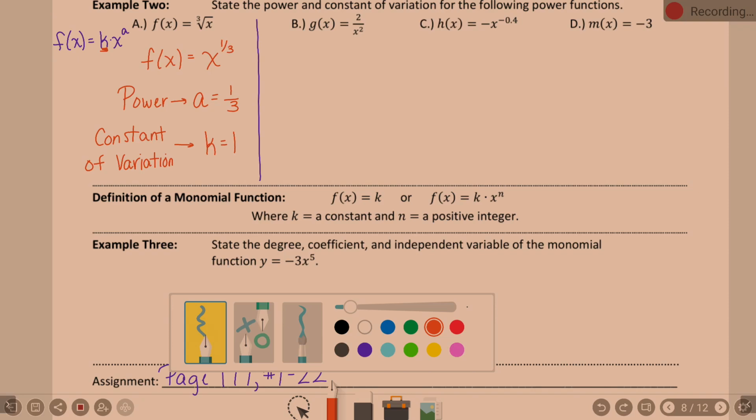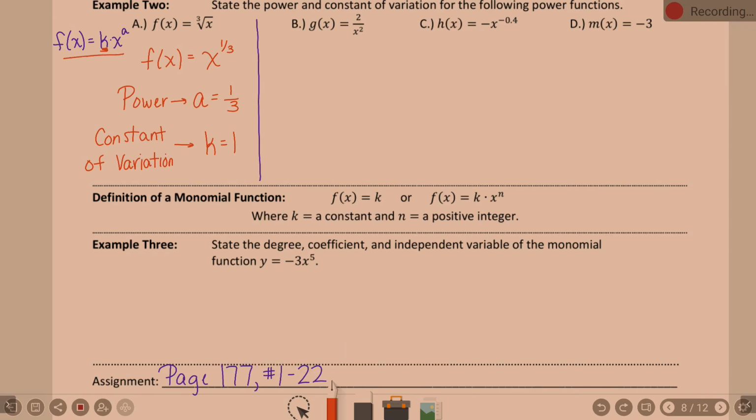Not exactly 2. Remember, if we're looking at the power, it has to be in this form, f of x equals k times x to the a. Negative 2. Yes. So if we rewrite this, 2 divided by x squared is also 2 times x to the negative 2, yes?